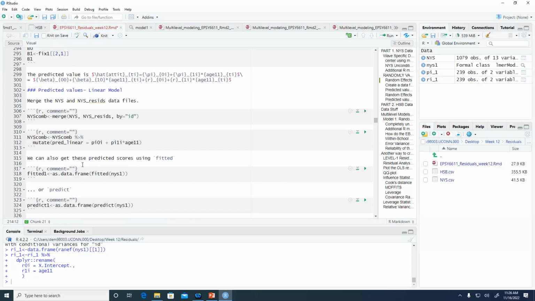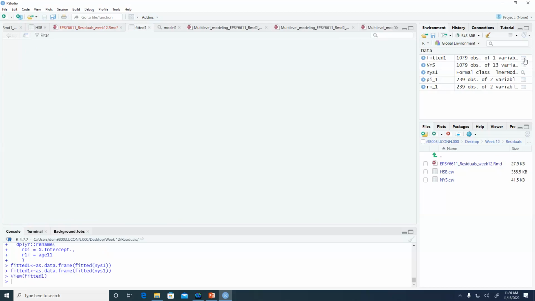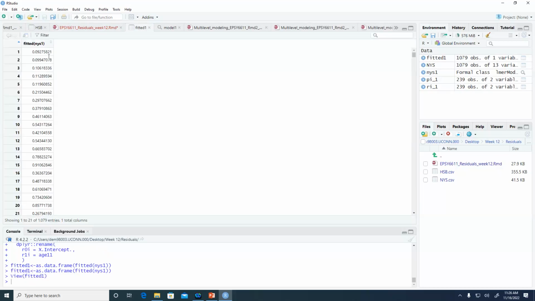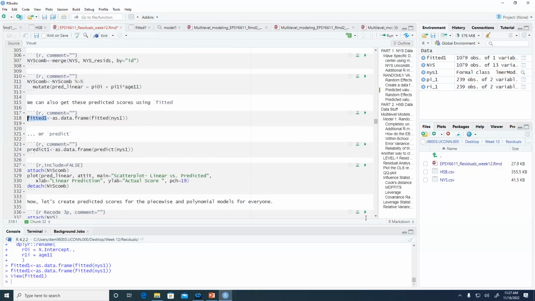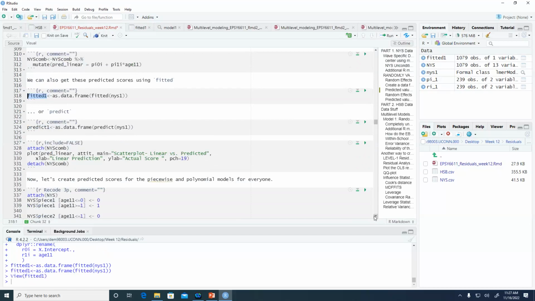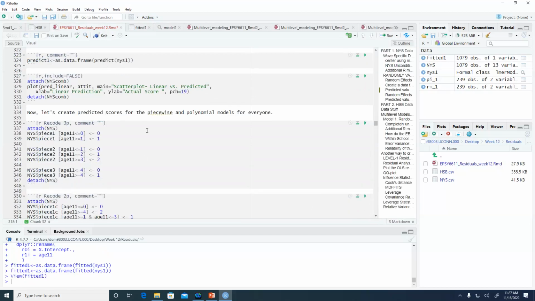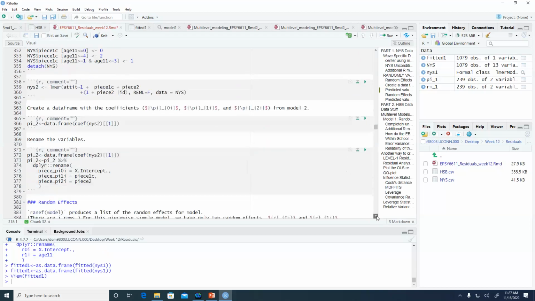Okay, so I could also get predicted scores for people using either fitted or predict. So let's run this. Oh, I forgot, it's over here. Fitted. There we go. So I can get fitted values or predicted values using fitted or predict, but I'm not going to belabor that. I could actually create predicted scores for piecewise and polynomial models for everybody. Do I want to do that? No, I don't think so. I want to skip that.